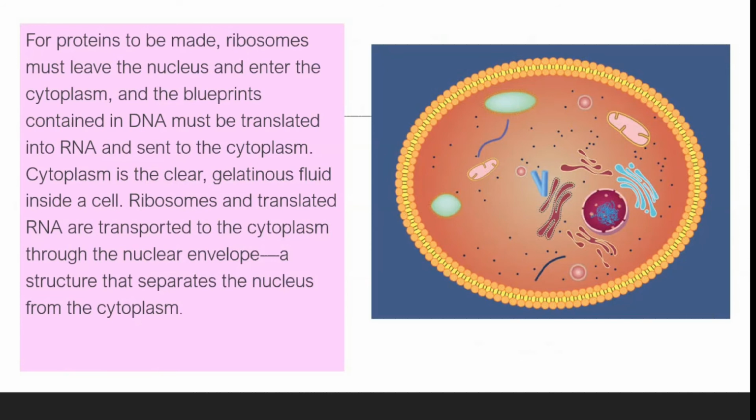Cytoplasm is a clear, gelatinous fluid inside a cell. Ribosomes and translated RNA are transported to the cytoplasm through the nuclear envelope, a structure that separates the nucleus from the cytoplasm.